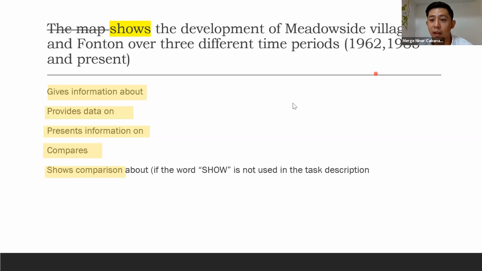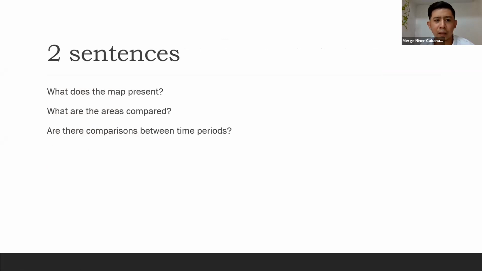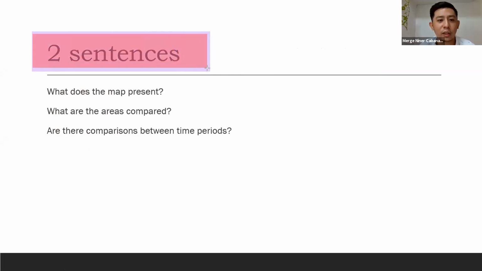Now, after I'm done with my first 5 words, what now? For you to come up with a legit introduction, you have to remember this. Your task must always contain 2 sentences, okay? You cannot write 1 sentence. You cannot write 3. You only write 2 sentences. So, a minimum, maximum, golden number: 2 sentences.